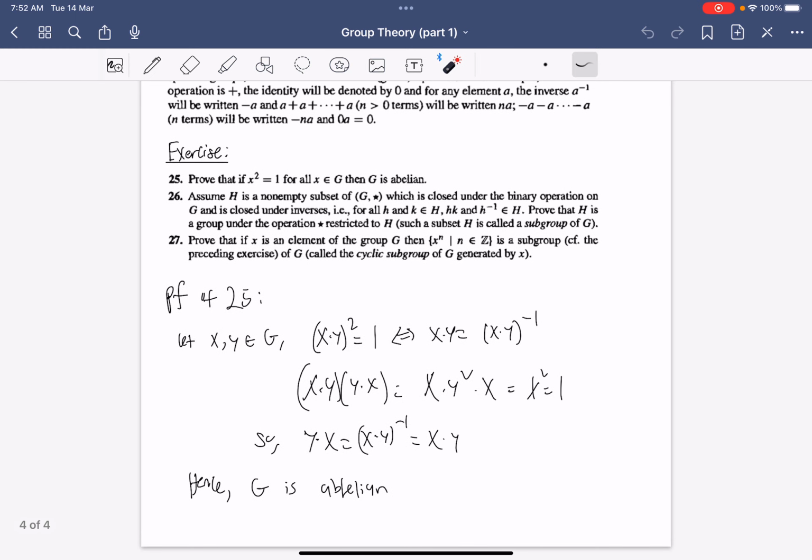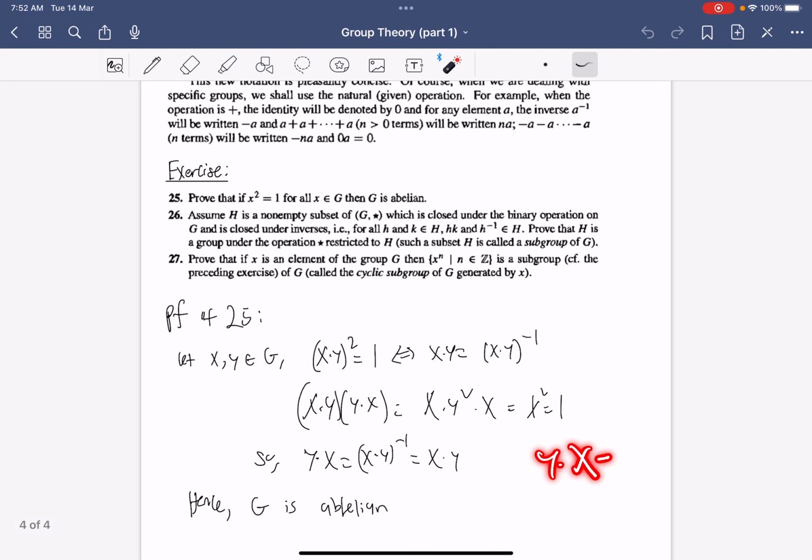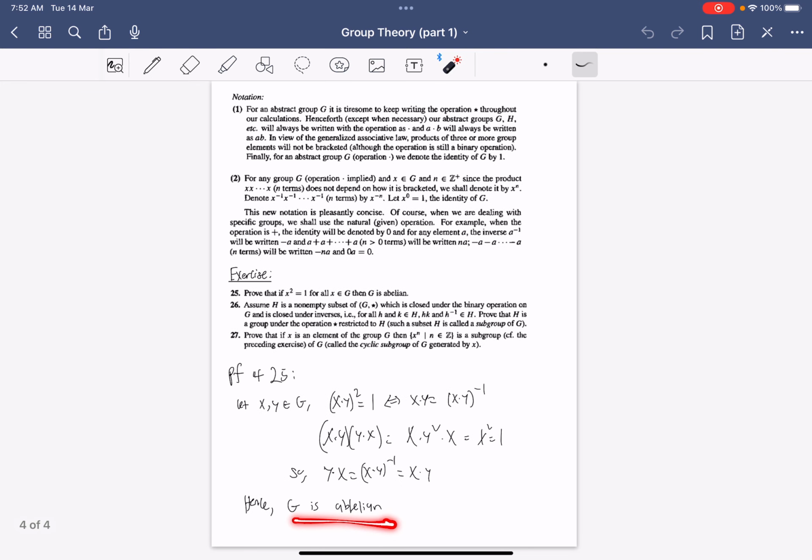So if you take two elements in G, xy squared equals 1 implies that xy equals xy inverse. And we know that xy times y times x equals xy squared times x. Then this y squared must equal 1, so it becomes x squared. Then if x squared equals 1, so we know this hence also equals 1. Meaning yx equals the inverse of this. And the inverse of this is xy. So yx equals xy, like here. Hence, G is abelian.